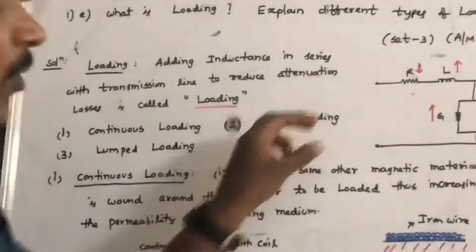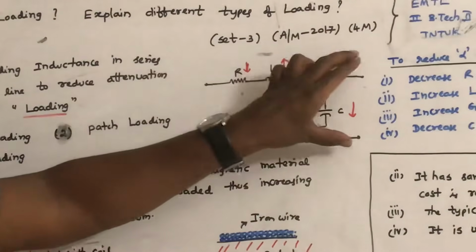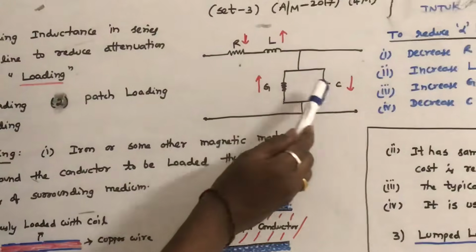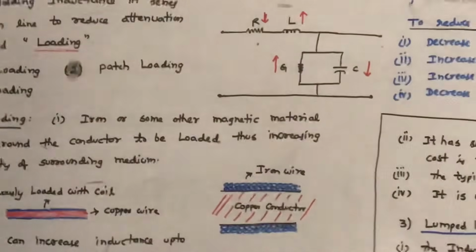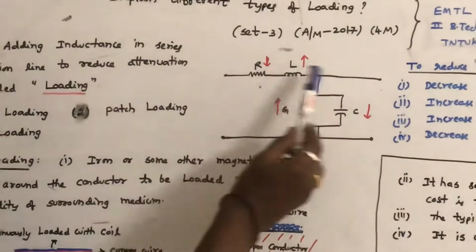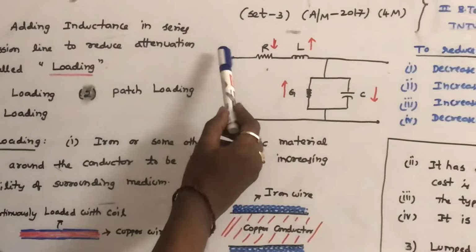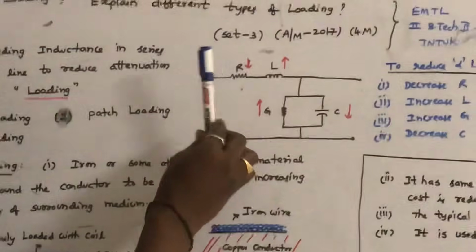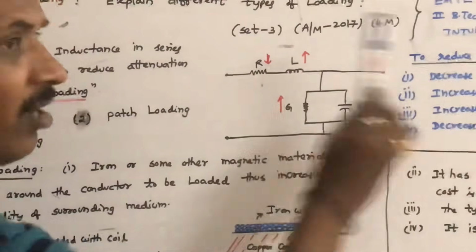What is loading and what are the different types of loading? If you take the cable, the equivalent circuit of the transmission line per unit length is R, L, G and C. The R, L, G and C are called the primary constants of the transmission line. So generally, attenuation losses will occur in the transmission line. That means the signal strength will decrease as the signal travels along the transmission line.